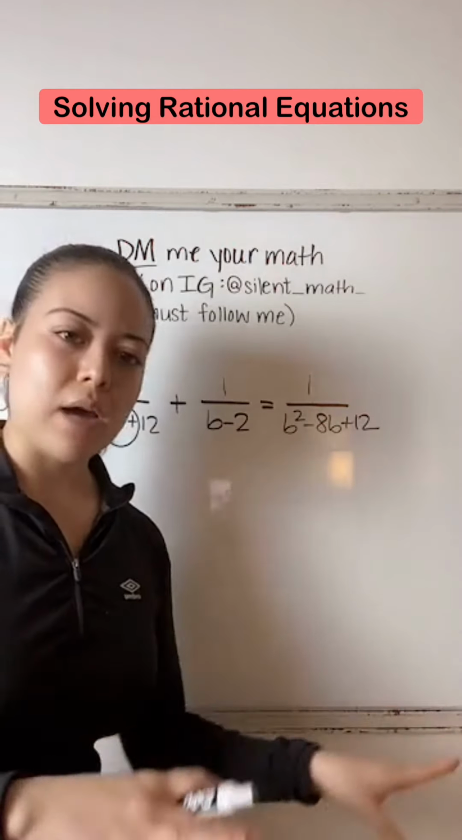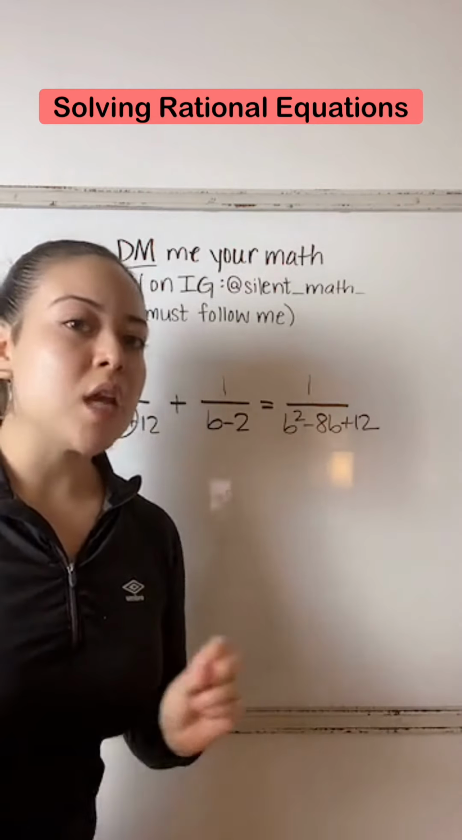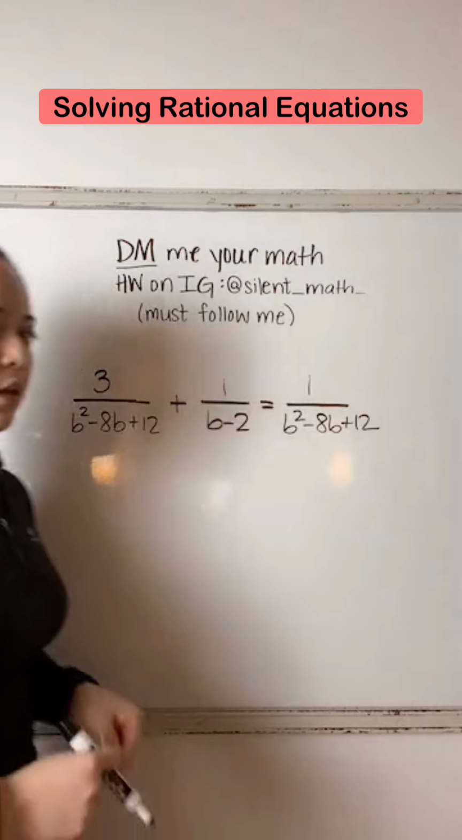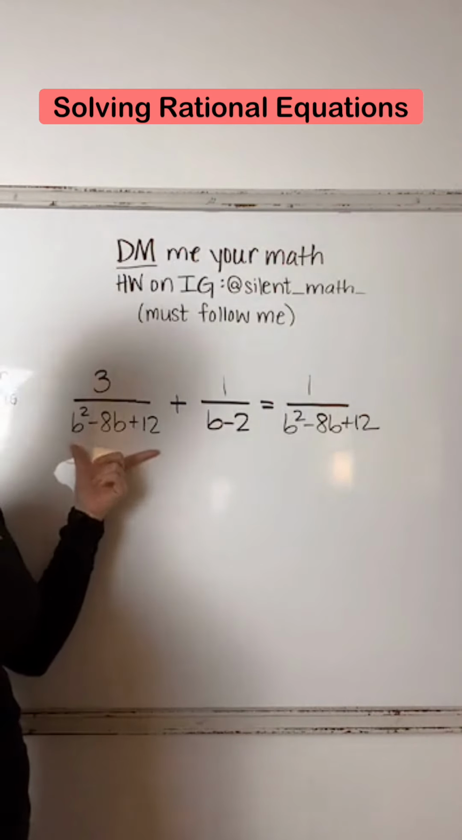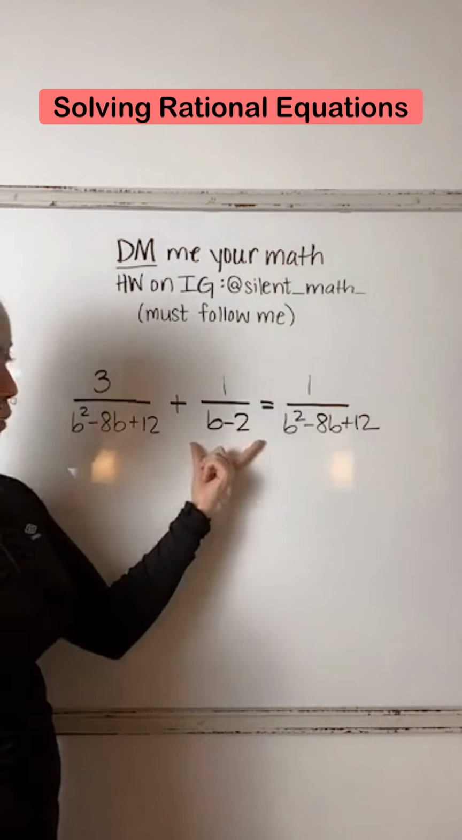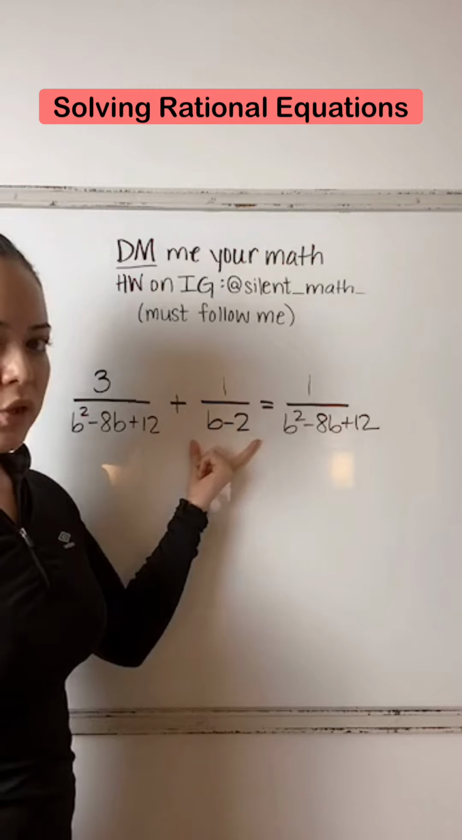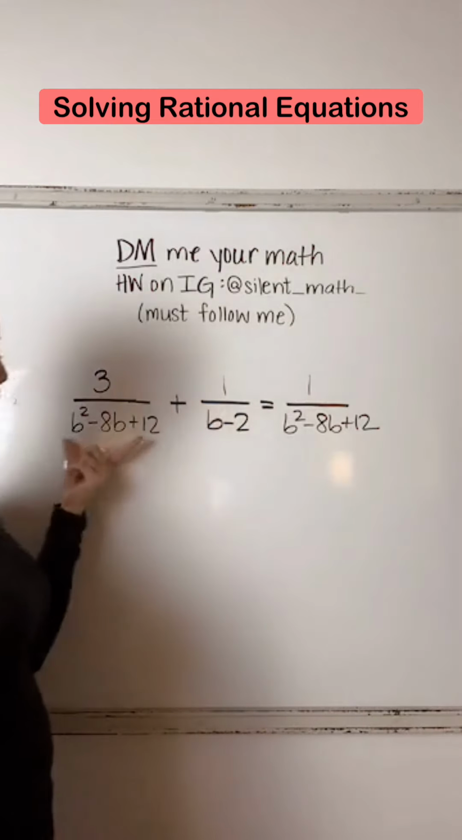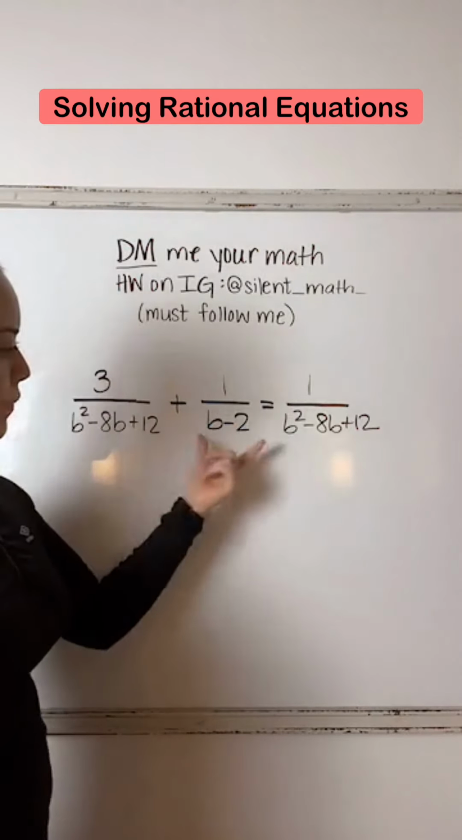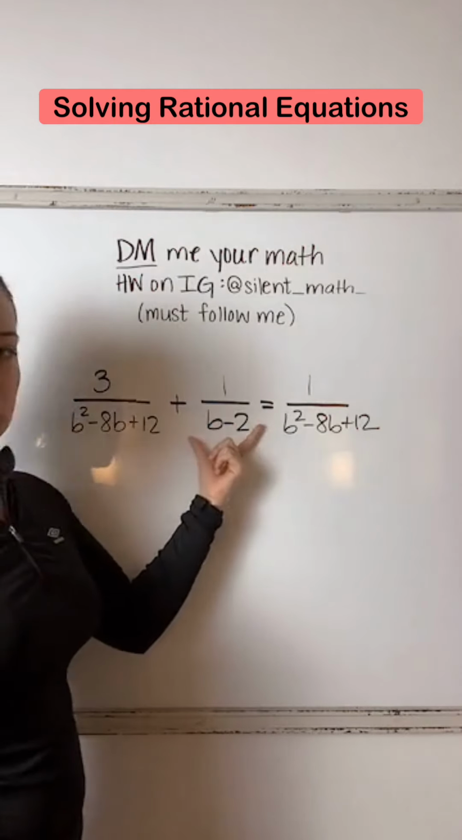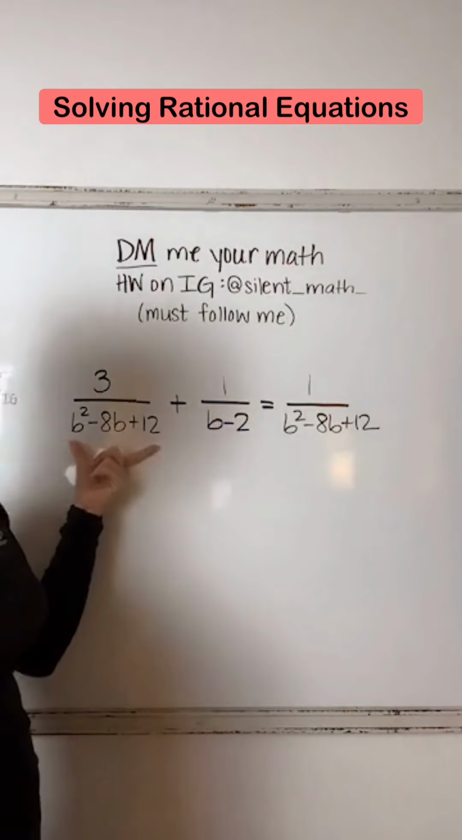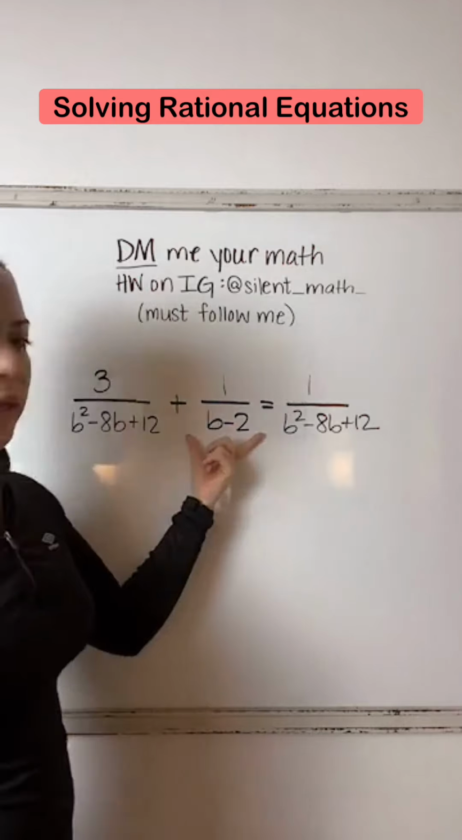In order for us to add or subtract fractions, their denominators need to be the same. This denominator is b squared minus 8b plus 12, while this one is just b minus 2, and this one is just the same as this one. So we're somehow going to need to change this fraction so that it looks like this. But how do we know what to multiply it by?